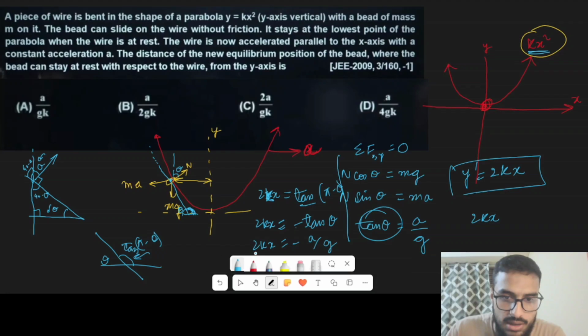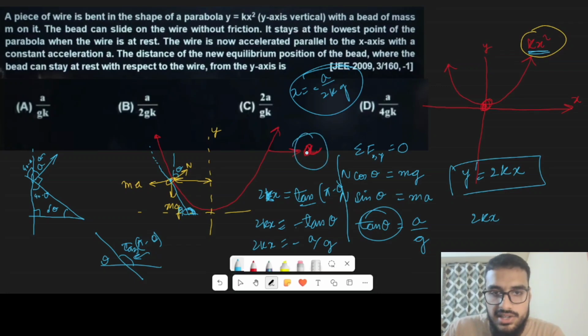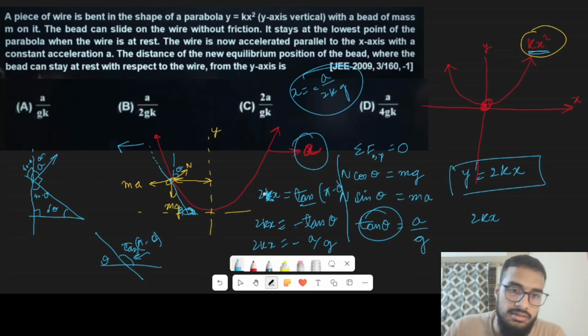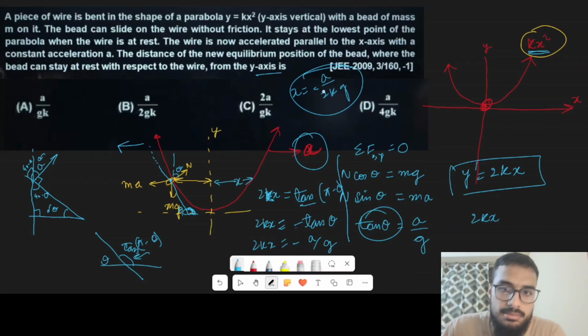And what is our x now? Our x came out to be a by 2kg, and this is our x component. And the minus is also there because we took our angle from here. We put positive acceleration. If we did the other thing, for example, acceleration was in this direction, we'll get positive x for that. Anyways, we only have to take the distance from the y-axis, that is just the magnitude.